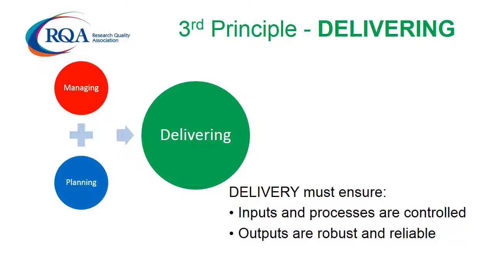The third principle is delivering. Management and plans come together to provide the environment in which effective research and development is delivered. Delivery must ensure that inputs and processes are controlled to minimise or remove variability, and that outputs, such as results, reports, papers and so on, are robust and reliable.